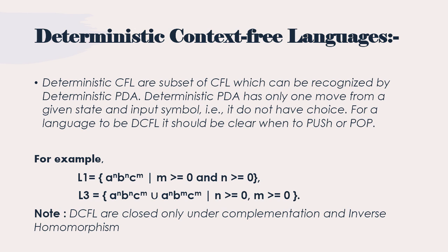And when we see language 3, it is having a^n b^n c^m union a^n b^m c^m, where n is greater than 0 and m is greater than 0, which we have discussed, and it cannot be recognized by a DPDA because either the number of a's and b's can be equal or the number of b's and c's can be equal, and so it can only be implemented in an NPDA. Thus, it is CFL but not DCFL. Note, DCFLs are closed only under complementation or inverse homomorphism.